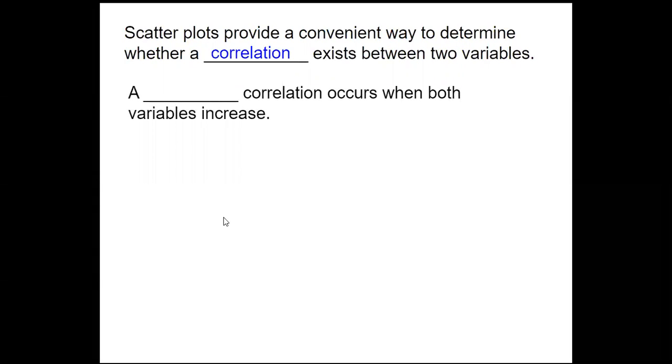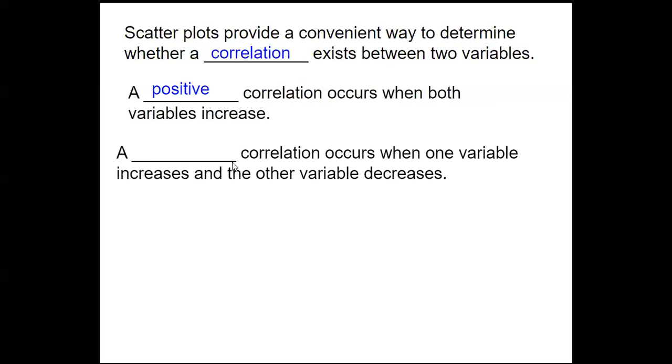Let's think about the answer for this question. Correlation occurs when both variables increase. So you have two situations, two variables, and both are increasing at the same time. So think and choose one word from three: positive correlation, negative correlation, or no correlation. Both variables increase, it will be positive.